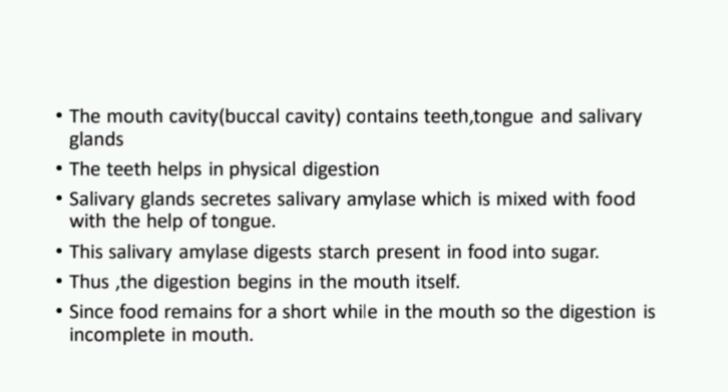As we all know, human beings have a special organ for the ingestion of food. It is called the mouth. The mouth cavity or the buccal cavity contains teeth, tongue and the salivary glands. The teeth help in breaking down the complex food particles into a simpler form, thus helping in physical digestion. The salivary gland secretes salivary amylase, which is mixed with the food with the help of the tongue, and it helps in the digestion of the starch in the food into sugar.